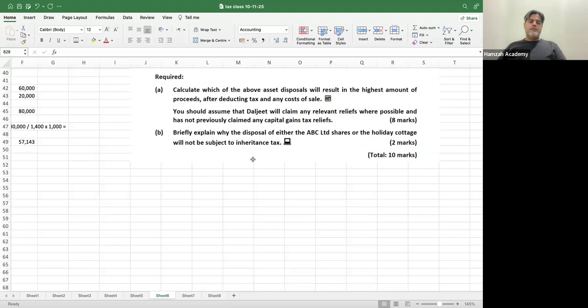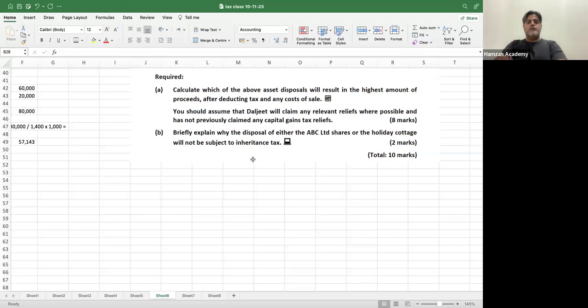Inheritance tax, if we talk about it, is charged on the value that is transferred of the chargeable property by a chargeable person, right? If you remember the definition, inheritance tax is charged on a transfer value of a chargeable property by a chargeable person, right?